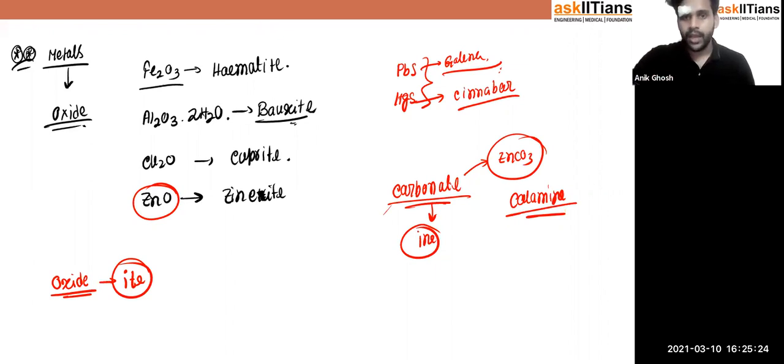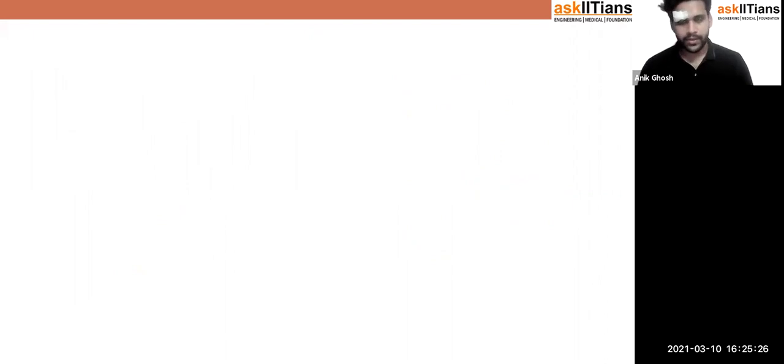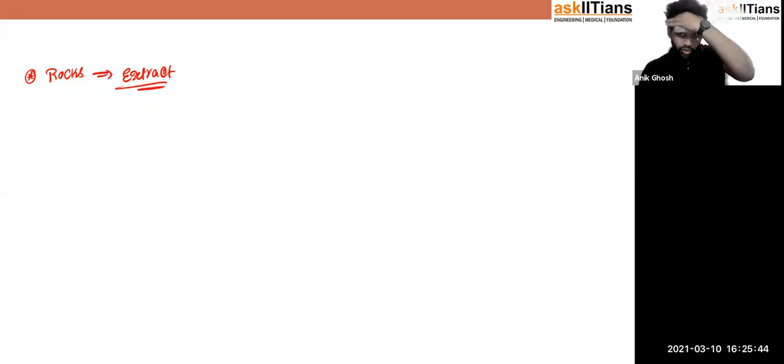Oh, by the way, I think I forgot to tell you about ore and minerals, right? I think you have a preliminary idea about the minerals. There are rocks from which we can extract the metals, right? Now these rocks, the rocks from which we can extract the metals, can be ore, or they can be minerals.